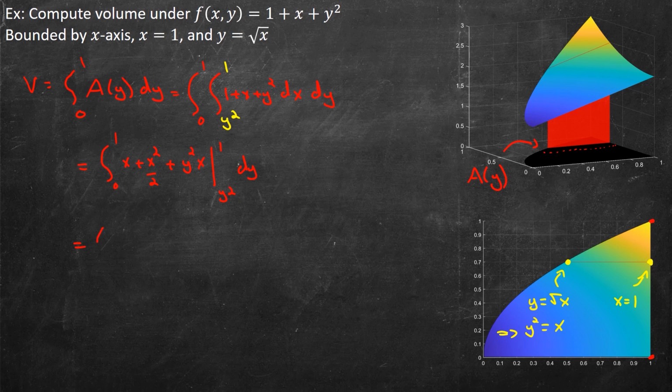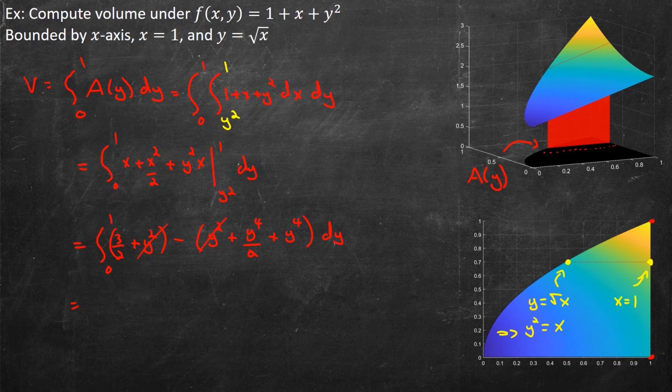Plugging in the value of 1, I'll keep my integral sign out the front. I get a 1 and a 1/2 is a 3/2. A y squared times 1. Remember, y is just a constant here with respect to x. So let's put in that y squared. And then I have to subtract off what happens when I plug in the y squared. So I'm going to subtract off a y squared, and then I'm going to have a y squared squared, which is a y to the 4th divided by 2, and then a y squared times y squared, which is another y to the 4th. And then all of this is integrated with respect to y. I see that there's a y squared and a minus y squared, so we can cancel that.